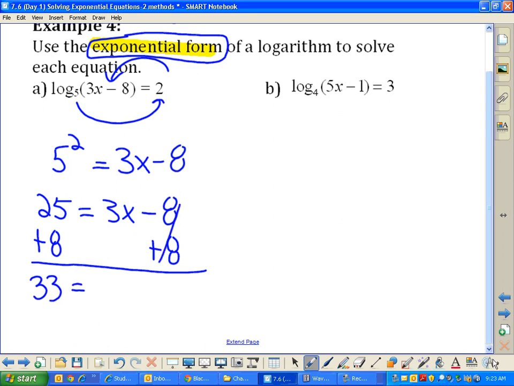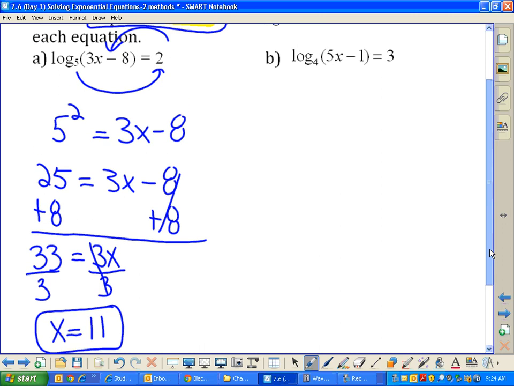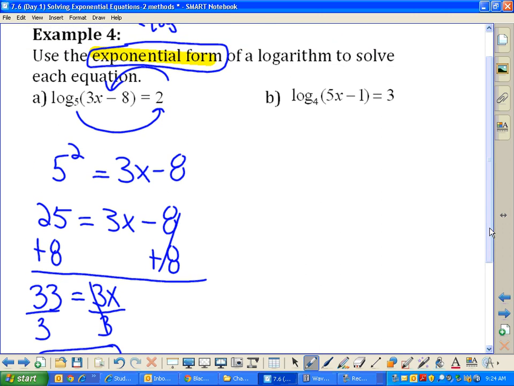Balancing my equation here, I have 3x left over on the right side. And then I can use my division property of equality to divide both sides by 3. I get x equals 11 for that problem there. And then I go back and I just check. 3 times 11 is 33, take away 8 is 25, and then, hey, yeah, log base 5 of 25 is totally 2. So it does work.